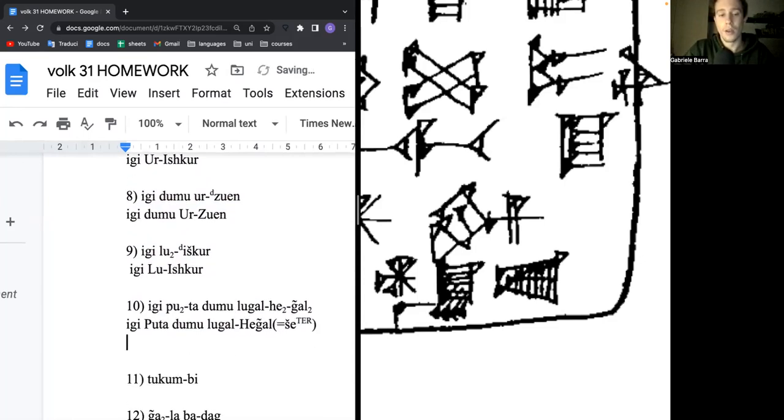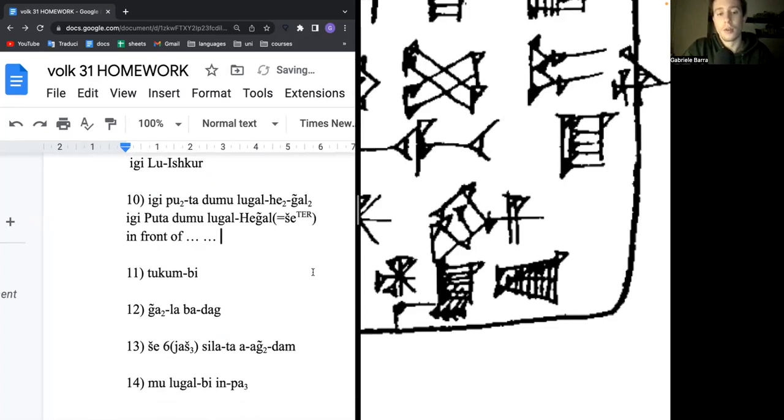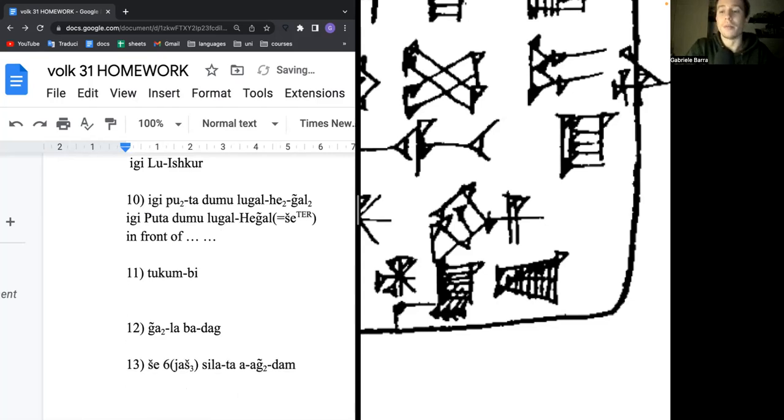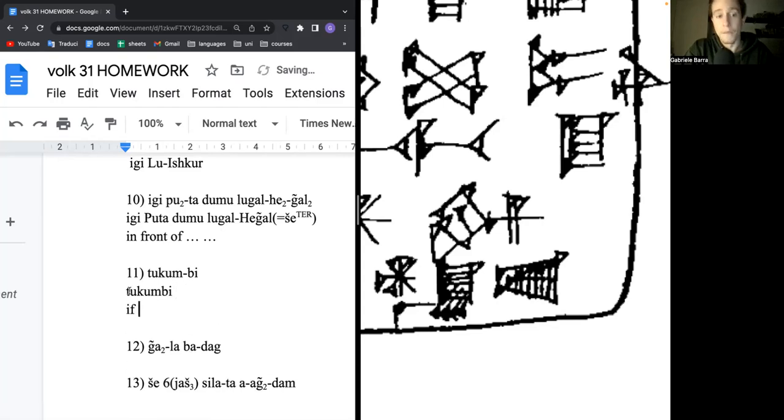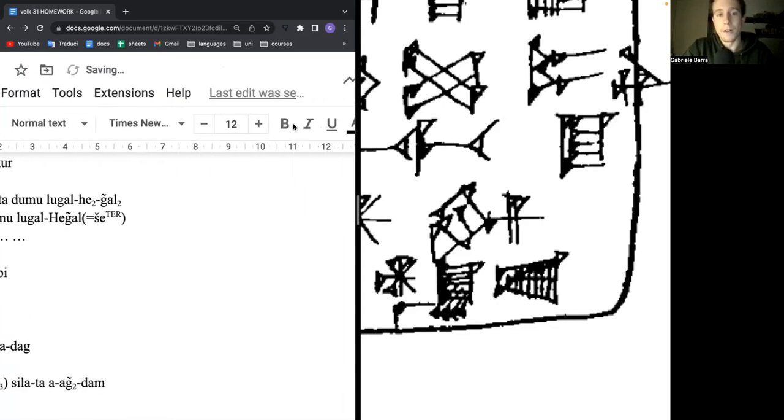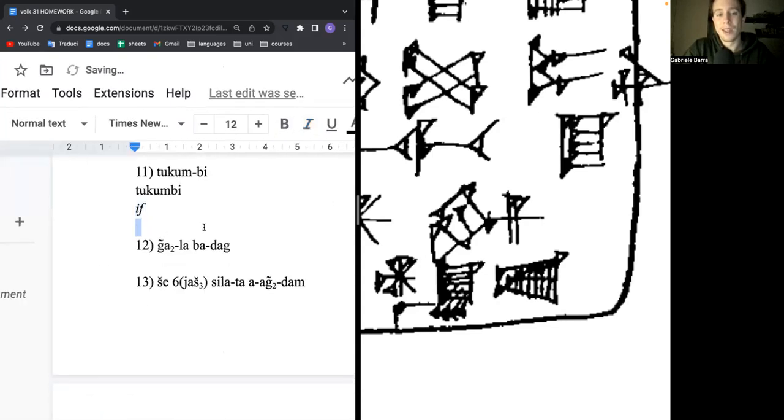So in front of, and then now just copy and paste the names. Tukumbi, the greatest sign of all time. If. And this is a very interesting line again.